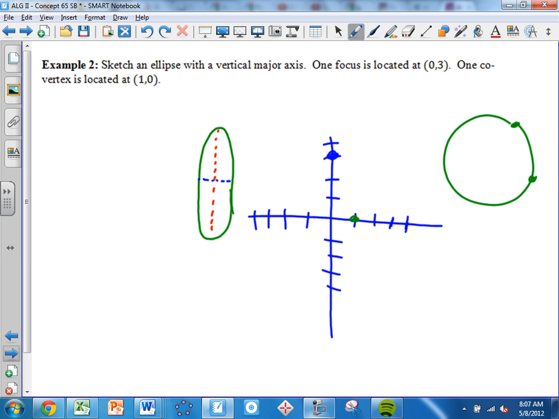So, using that knowledge, Juliet, this was called a co-vertex, right? What else can I gain from that information? I can do something else with that point right there. If you have any suggestions? Reflect it. So what do we call that? The ellipse has symmetry. The ellipse is symmetric.